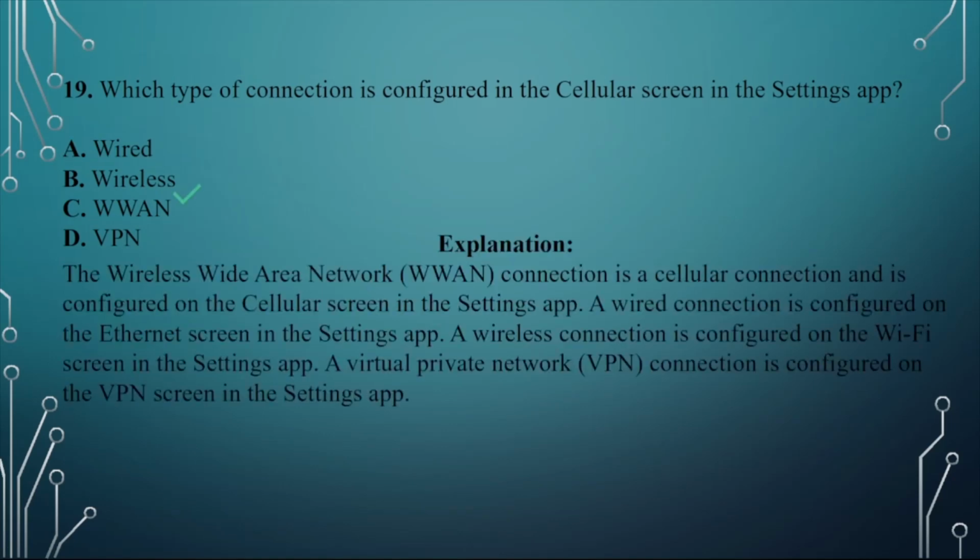The answer here is C. The wireless wide area network connection is a cellular connection and is configured on the cellular screen in the settings app. A wired connection is configured on the Ethernet screen in the settings app. A wireless connection is configured on the Wi-Fi screen, and a VPN, virtual private network, connection is configured on the VPN screen in the settings app.